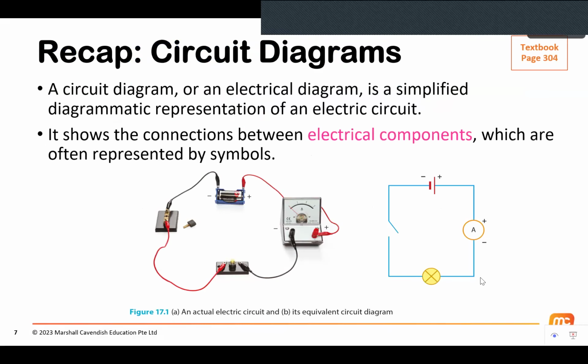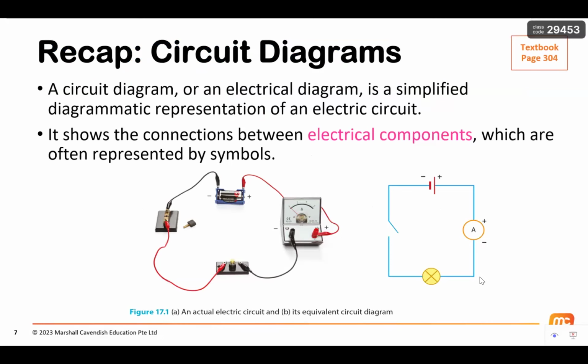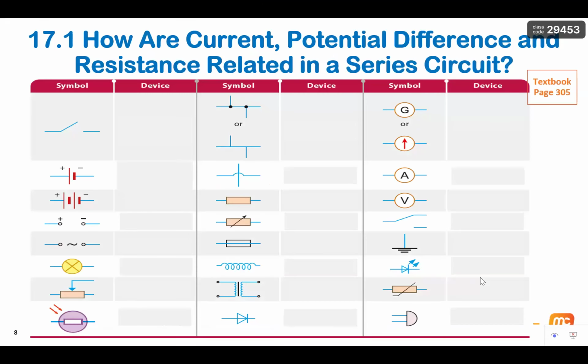Okay, so in the previous section, we did learn that we often use circuit symbols to simplify an electric circuit. So we draw circuit diagrams with circuit symbols. Over here, you have a whole list of the symbols that you need to know. What do they represent in a circuit diagram? The first one is actually a switch. And then the second one over here is actually a cell.